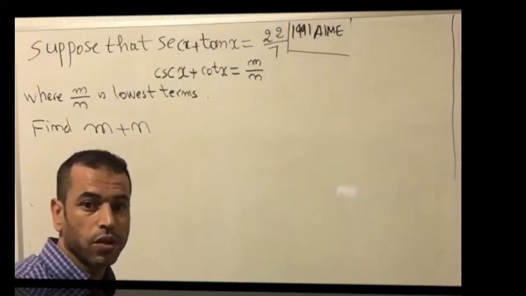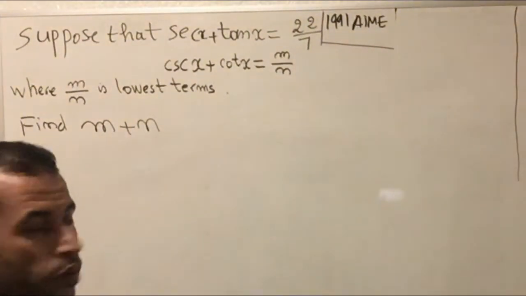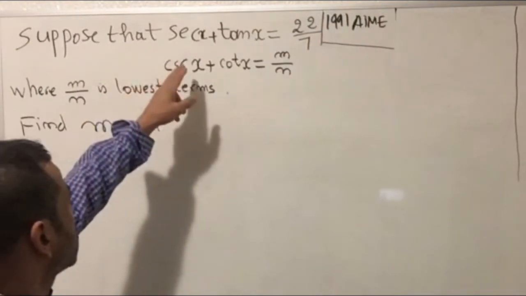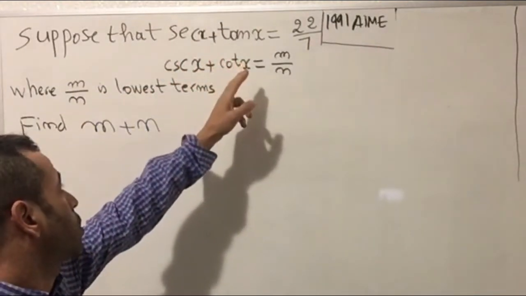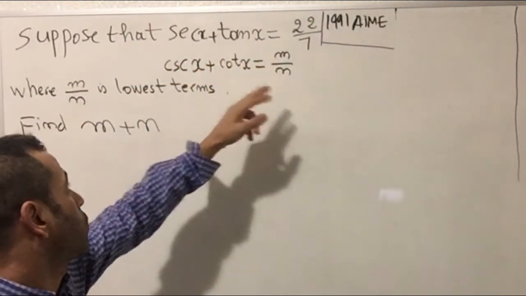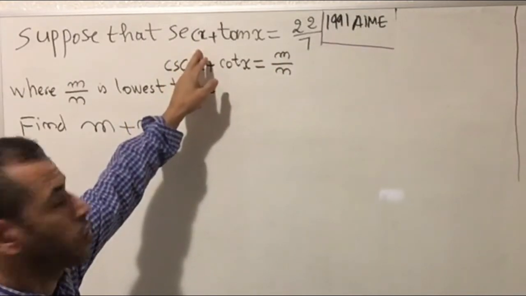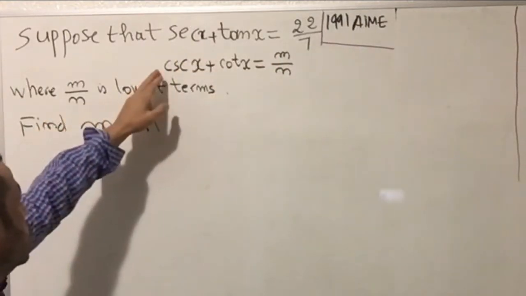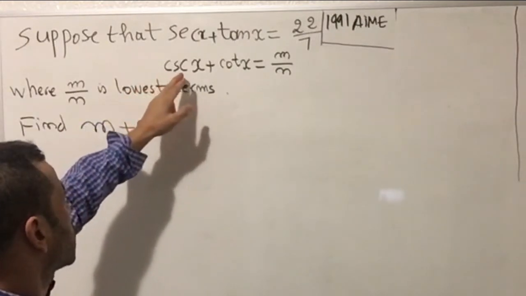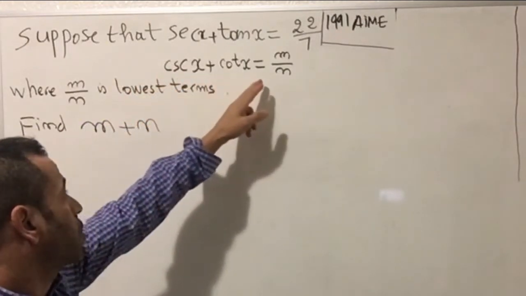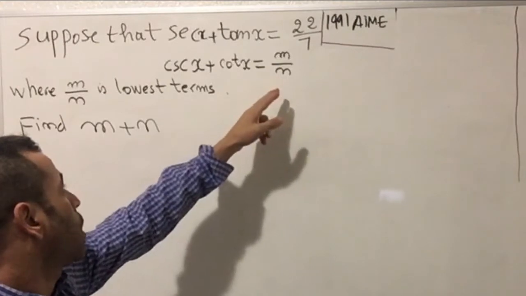Good morning. In today's video I'm going to do this problem. Suppose that secant x plus tangent x equals 22 over 7. Secant x is equal to 1 over cosine x, okay? And also we have cosecant x plus cotangent x equals m over n.